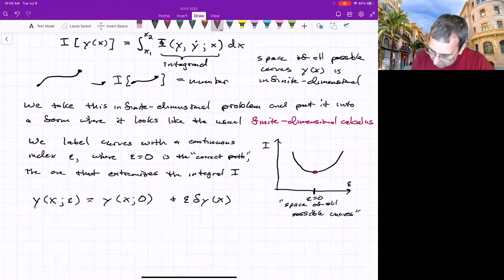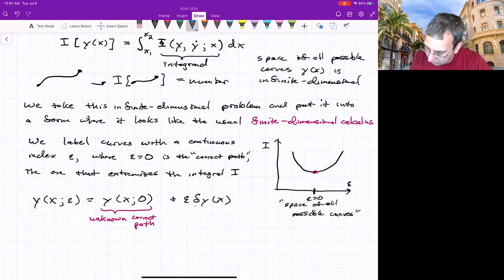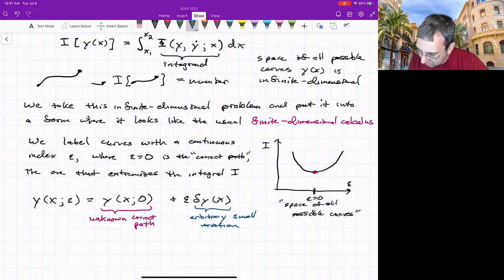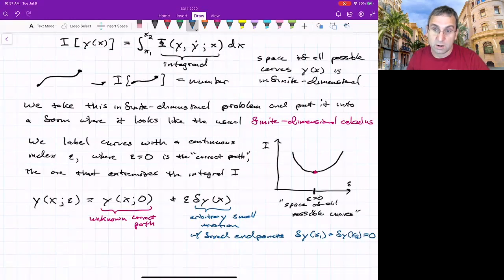Okay, so here is the unknown, currently unknown. We're going to try to find some conditions for it. This is the unknown correct path. And then this is a small variation. Again, arbitrary, small variation. And like before, we're saying that the endpoints are fixed. So that means delta y at x1 and delta y at x2 are both 0, because we're going to have to do an integration by parts.